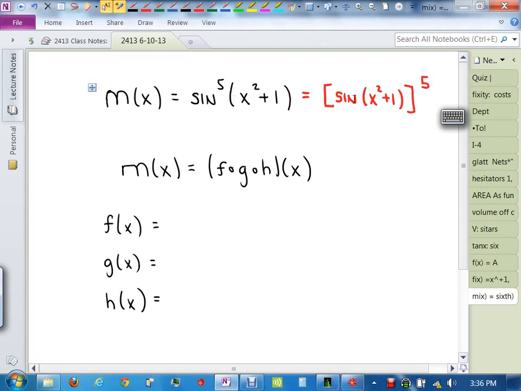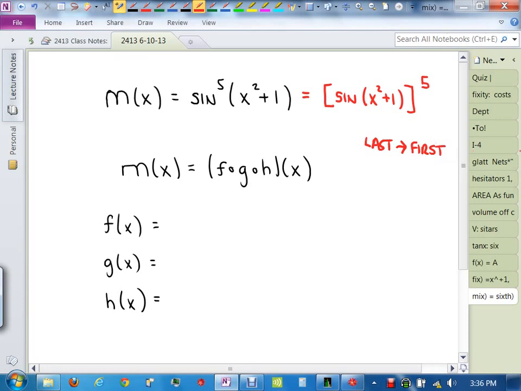So this really means, imagine that you were x. What's the first thing that would happen to you if I plugged you into this? You get squared. Then get added to 1, and then take sine of it, and then finally raised to the 5th power. So if we're trying to decompose this, there's two ways to look at it. You start from the outside and work your way in, or you go from the inside and work your way out. Because of where we're going, we are going to start from the outside in. So we want to start from the last thing happening and go to the first thing happening.